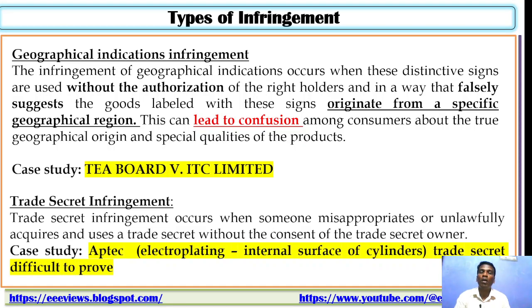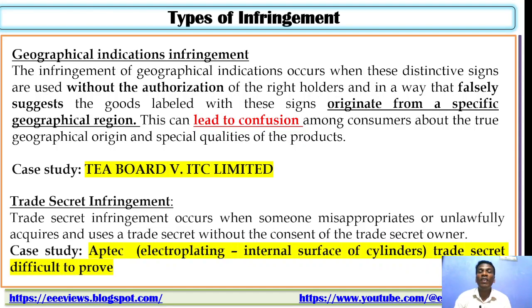Now the court inquired. The person is saying that electroplating is a common method which is used, and during the period he worked in the Aptech company, they did not give any non-disclosure or non-competition agreement. They did not get any. So it does not come under trade secret infringement. The court dismissed the case because the Aptech company did not give any proper information to its employee about what the trade secret is. For that, the case is dismissed.